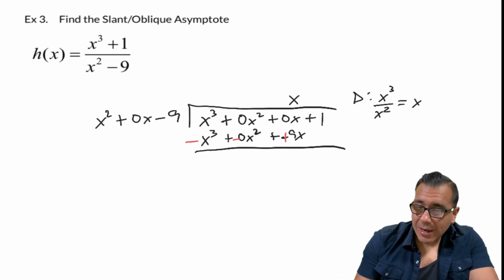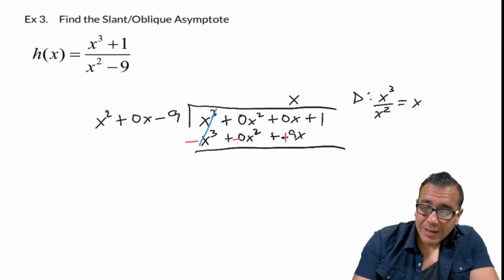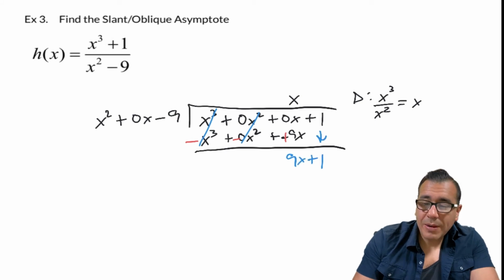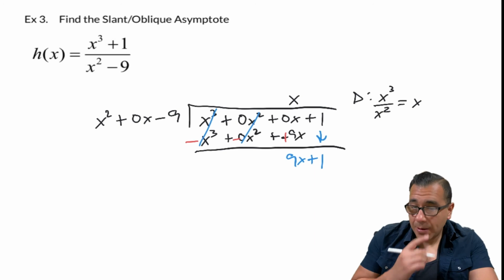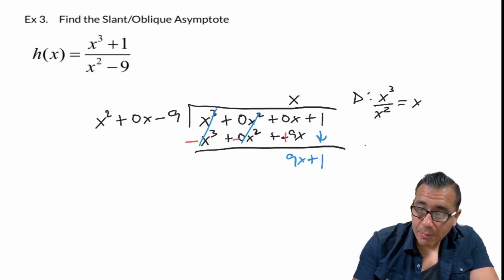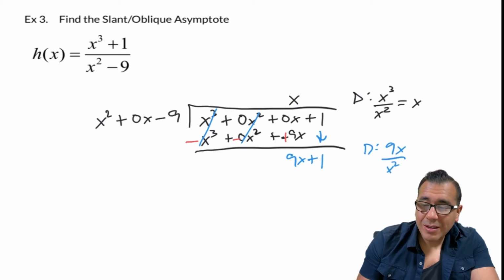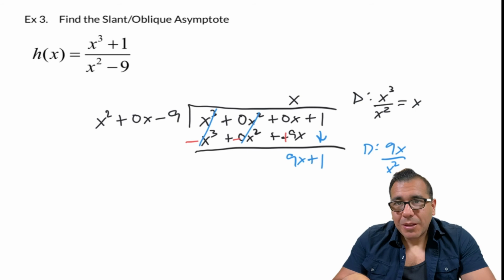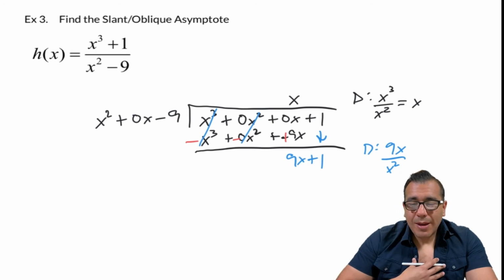So we go ahead, combine like terms. The beauty of this, right? These cancel, and we're left with 9x. And then we're gonna drop down that 1. Boom, drop it like it's hot. And then now we're gonna go ahead and repeat that process. So we're gonna divide those leading terms, 9x divided by x squared, and you're gonna see something funny happening, right?